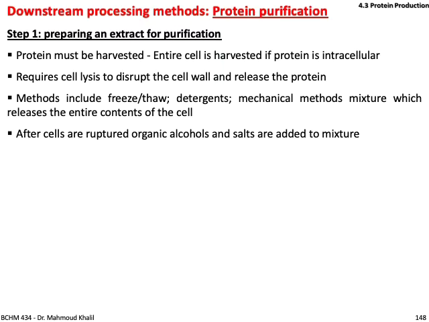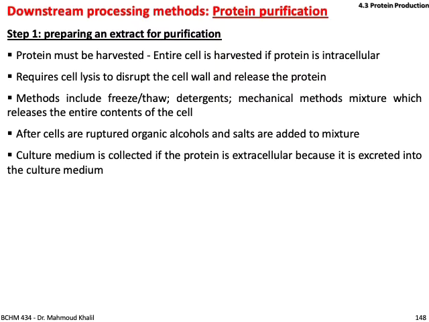The methods include freeze-thaw, detergents, and mechanical methods, to release the content of the cells. After cells are ruptured, organic alcohol and salts are added to the mixture. The culture media is collected as well if the protein is extracellular. So when you are purifying extracellular protein, you need the cell culture medium, and this protein will be extracted from the culture media.